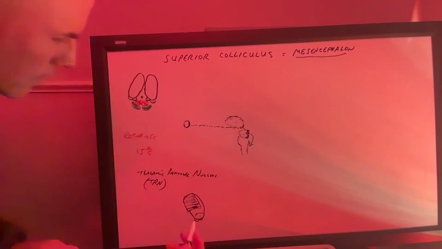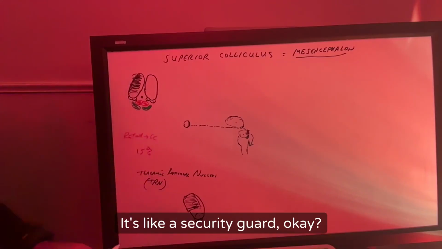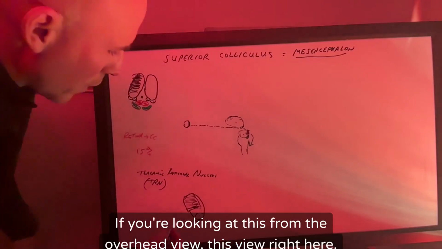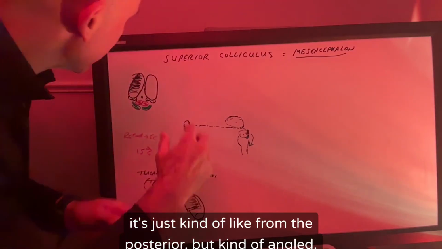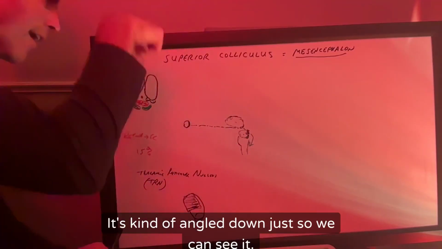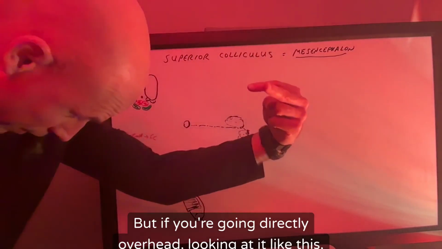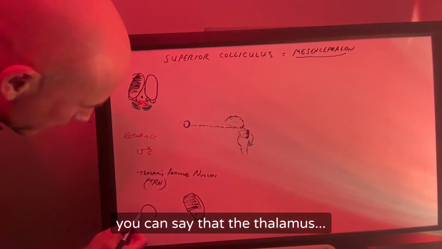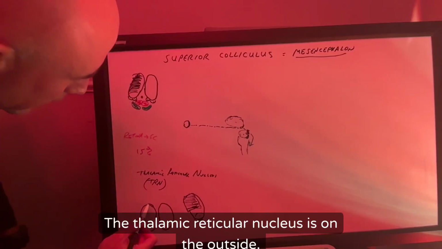Okay, so this thalamus here, I guess we could draw it out here too, has a shell over it. It's like a security guard. If you're looking at this from the overhead view, this view right here is just kind of from the posterior, but angled down, just so we can see it. But if you're going directly overhead, you could say that the thalamus is kind of like two eggs or something like this. The thalamic reticular nucleus is on the outside.